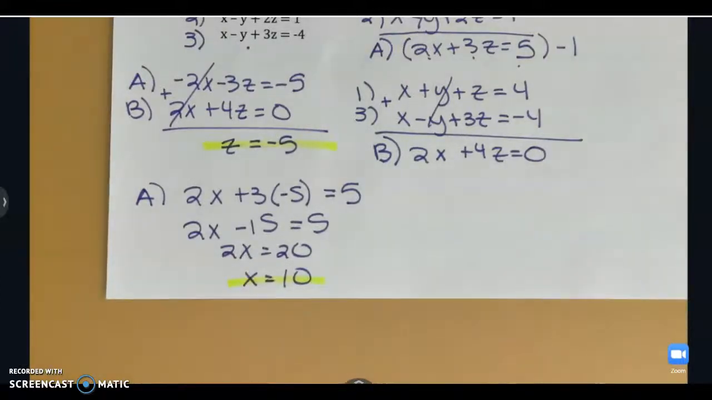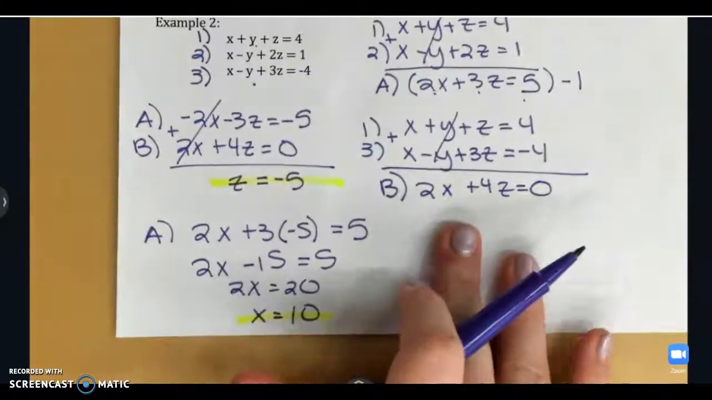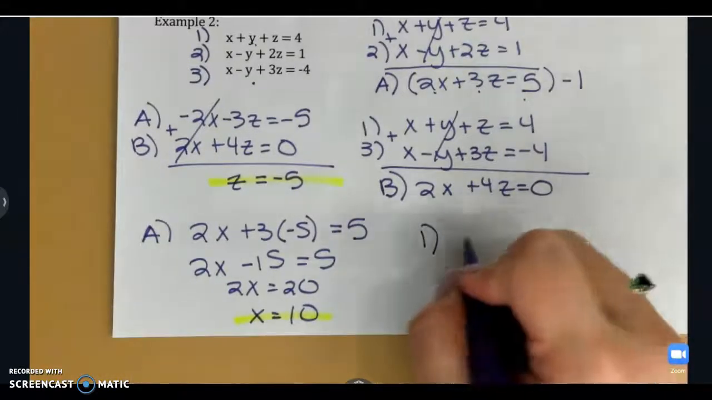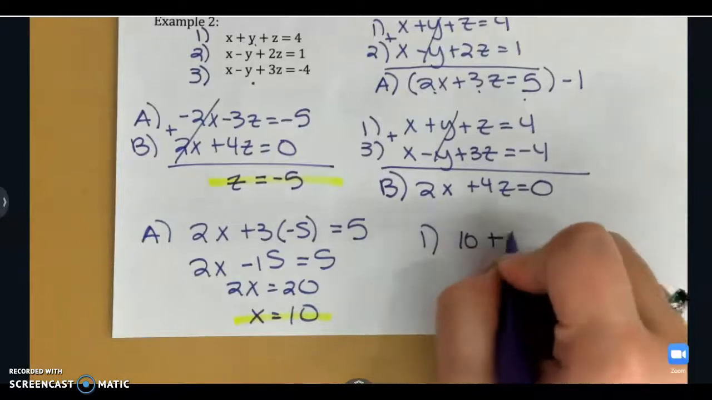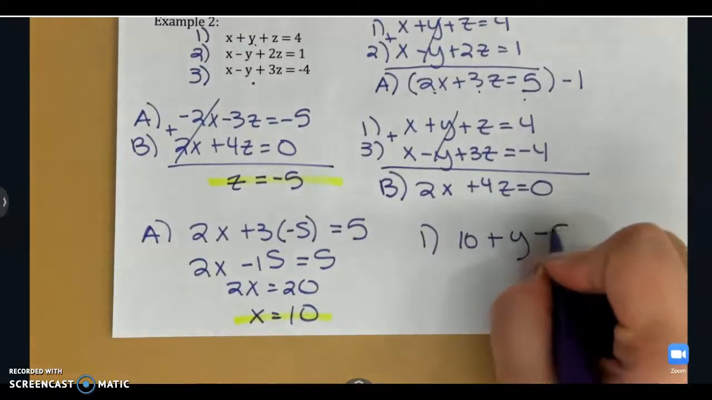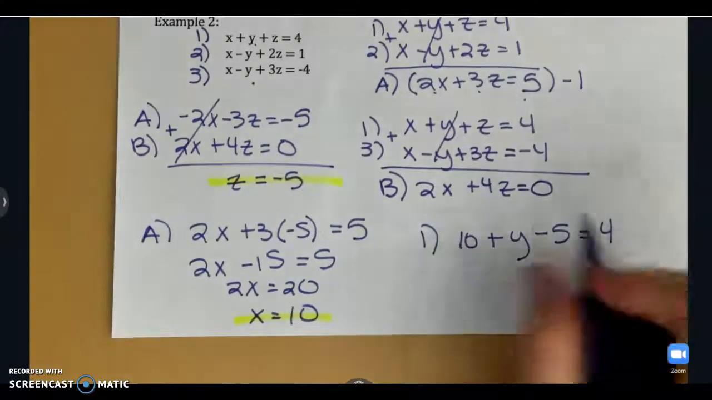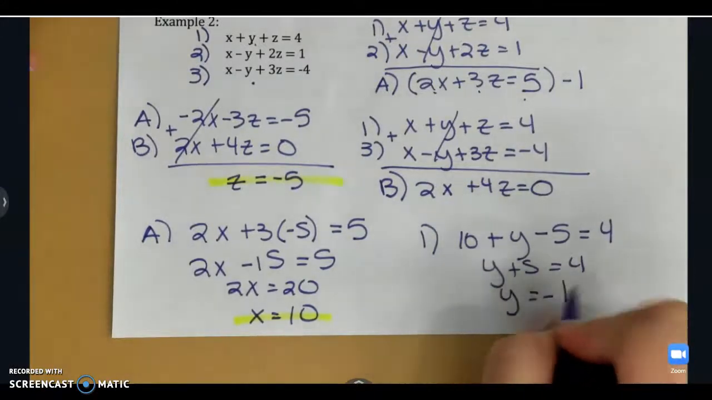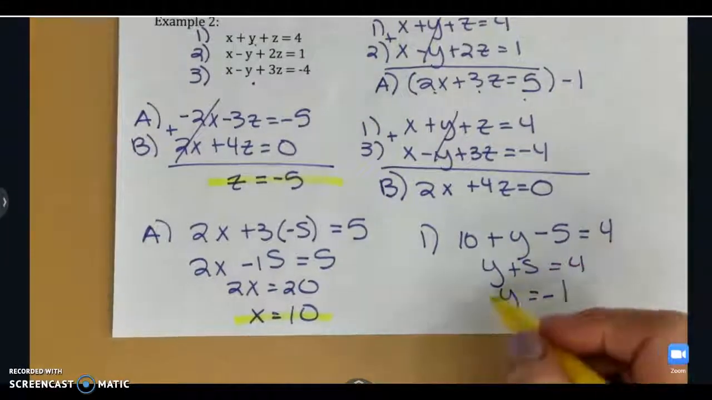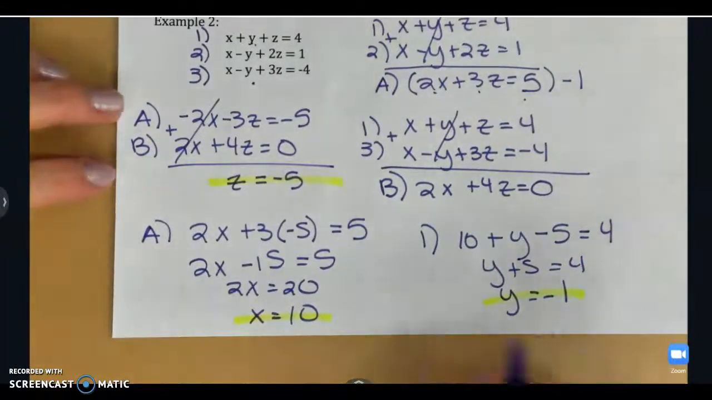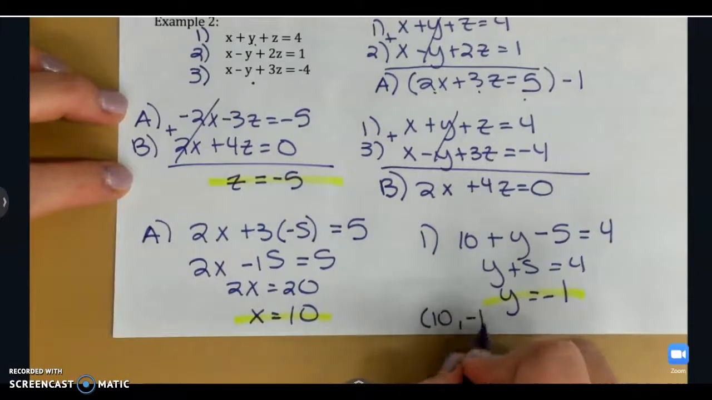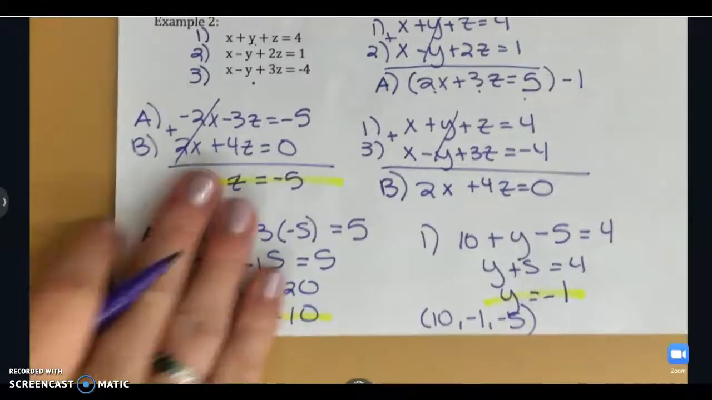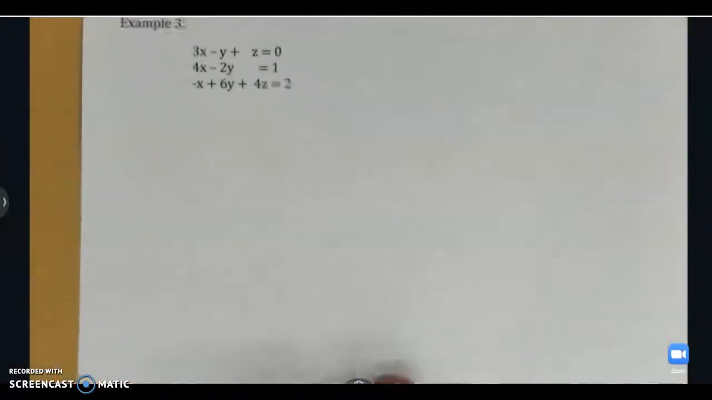So I now know x and I know z, so I can plug this back into any of my 1, 2, or 3 equations. I'm just going to choose number 1. So x plus y plus z equals 4. So y plus 5 is 4, and y is negative 1. So my ordered triple, x, y, z, is 10, negative 1, negative 5. Okay. Let's practice that one more time.